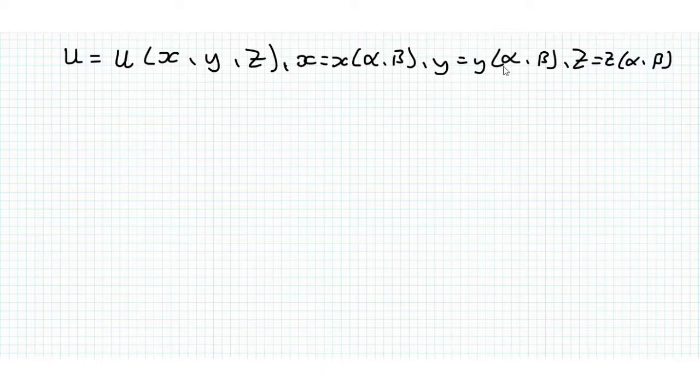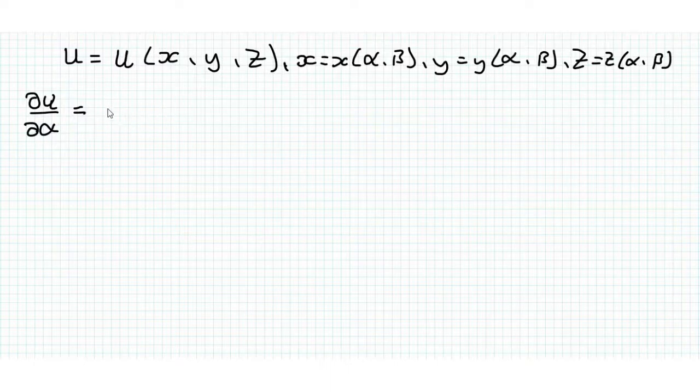Alright, and we want to find the partial derivative for u with respect to alpha and beta, so that's what we're going to look at the chain rules for. So partial du by d alpha, we'll look at that first. And seeing this is a function of 3 variables, we're going to get 3 terms in our chain rule.